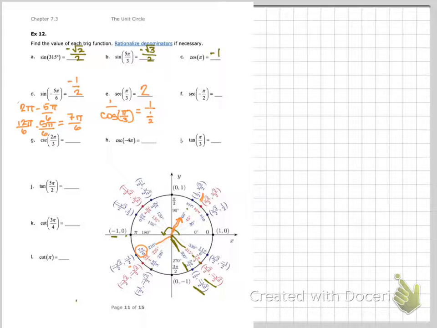Secant of negative pi over 2, again 1 over cosine, negative pi over 2. Negative pi over 2 is 90 degrees this way. Our cosine here is 0, so 1 over 0. That makes this value undefined.